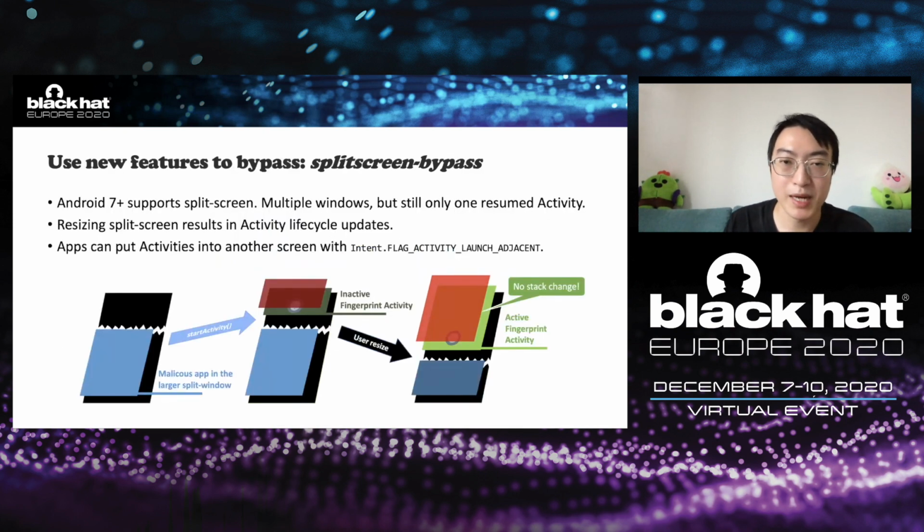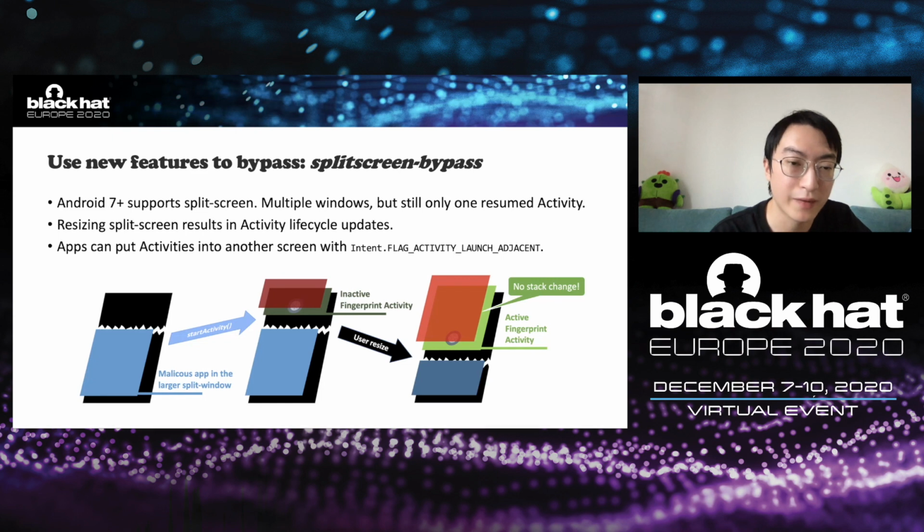And this is the second bypass, which is more interesting, and it works like this. Starting from Android 7, Android supports a new feature called split screen. Basically, the user can use multiple screens at the same time. However, the activity lifecycle is not changed, meaning that only one activity can be in the resume state at the same time. And we also noticed that when the user tries to resize a split screen, it results in updates of the activity lifecycle.